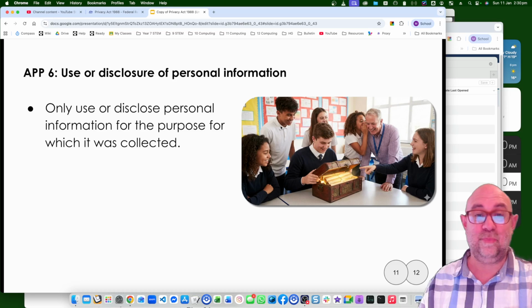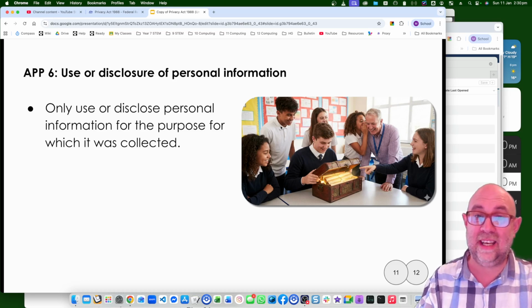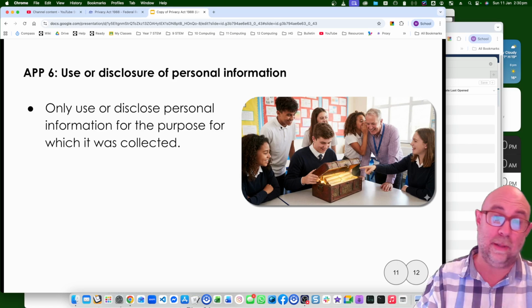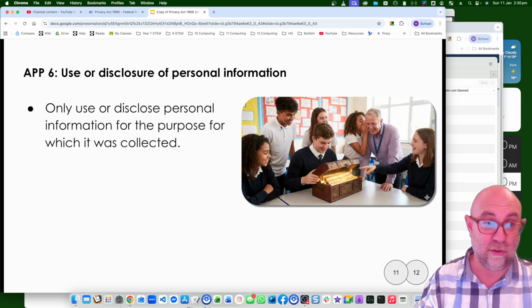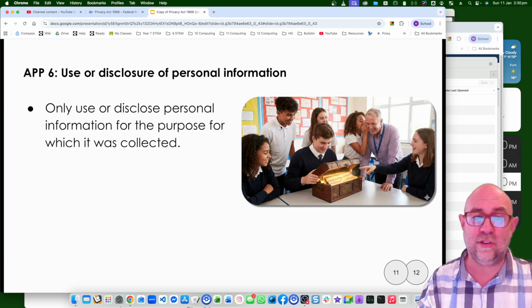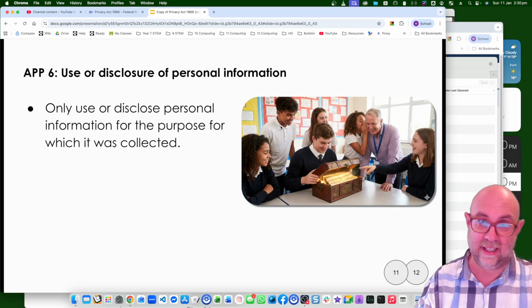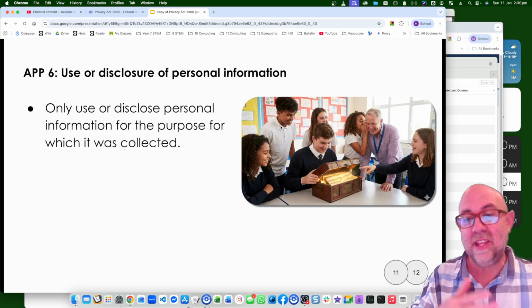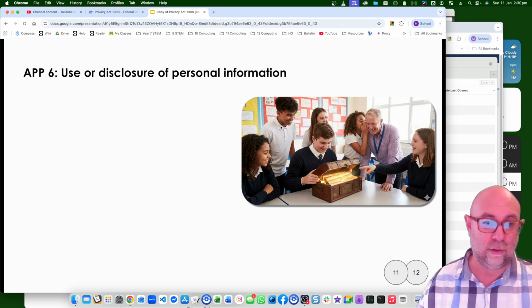Number 6, the use or disclosure of personal information. When can they share your information? Lots of people think that, actually lots of people have no idea what privacy they're entitled to. So, first and foremost, an organisation can only use your data for the primary purpose that it's collected. So if I'm getting your email address so that you can log into 42 Penguins, then that's all I can really use it for.